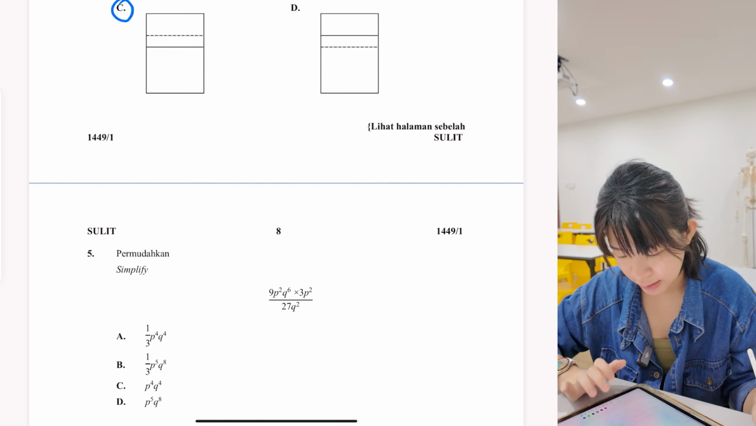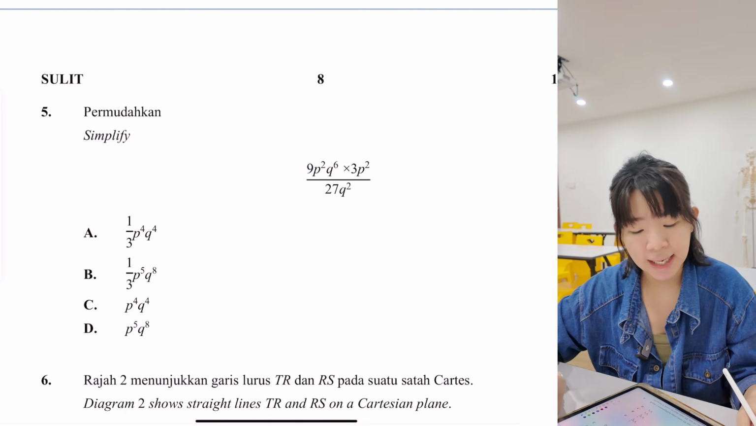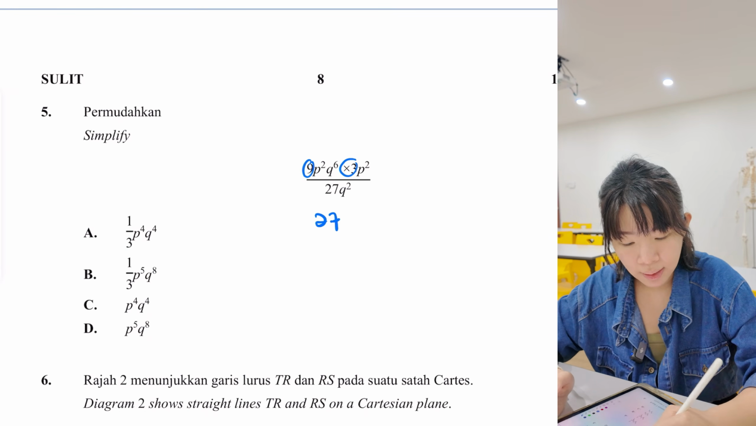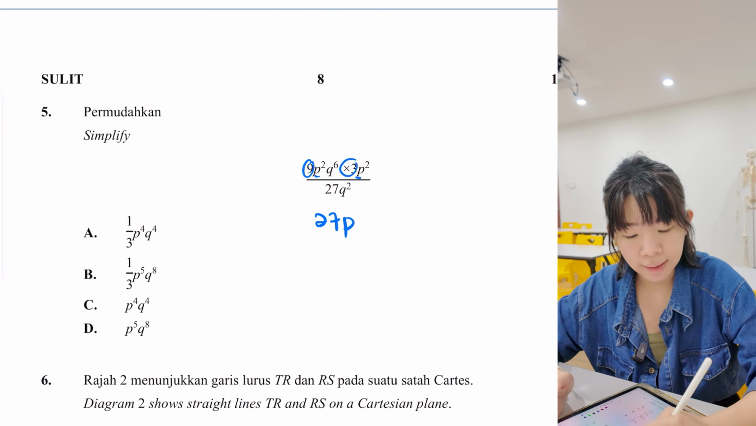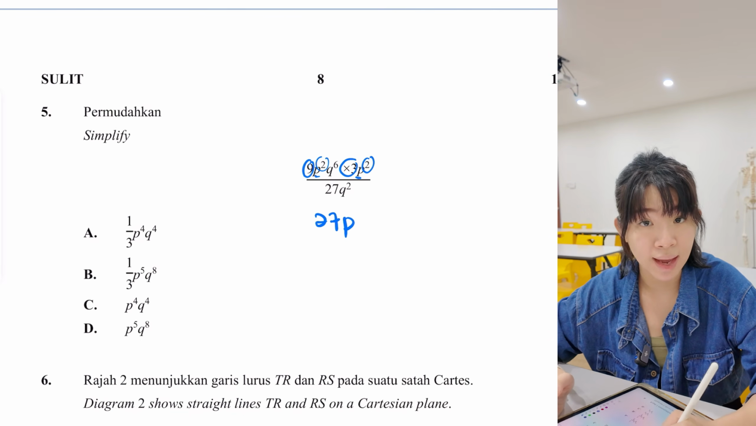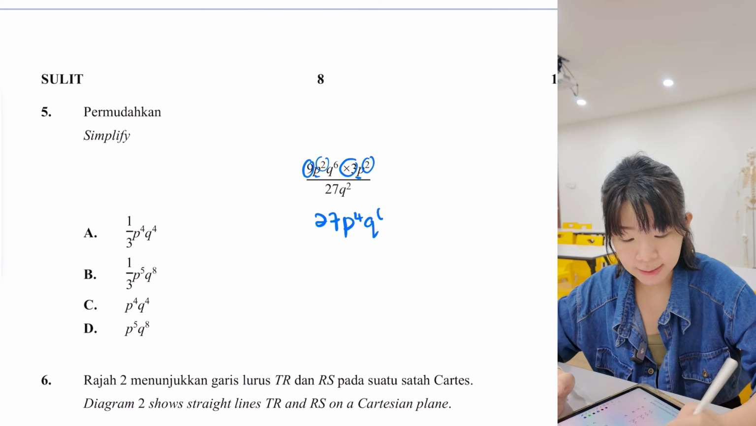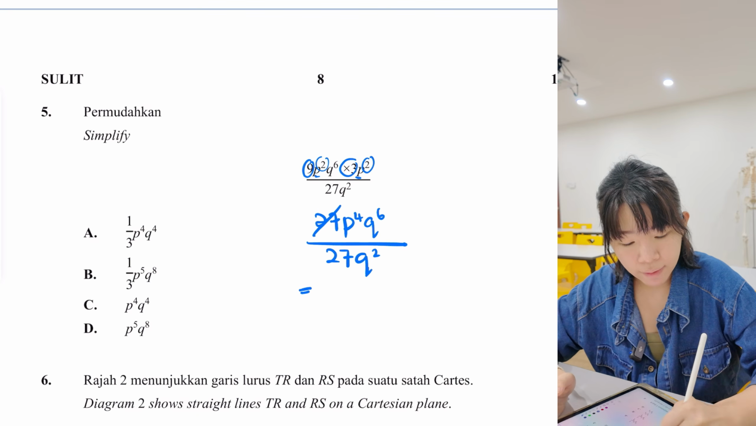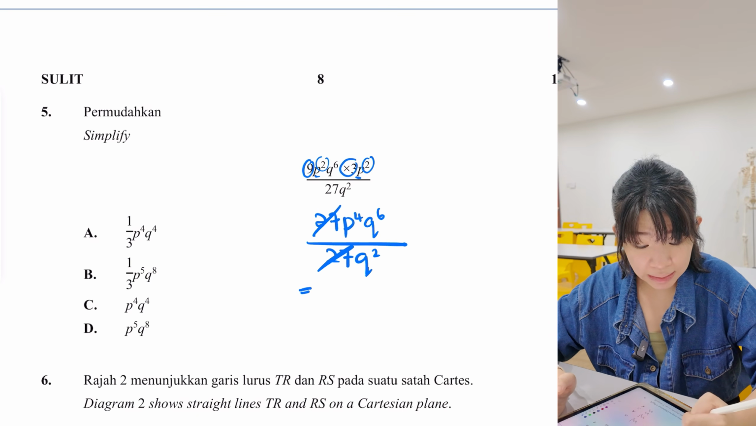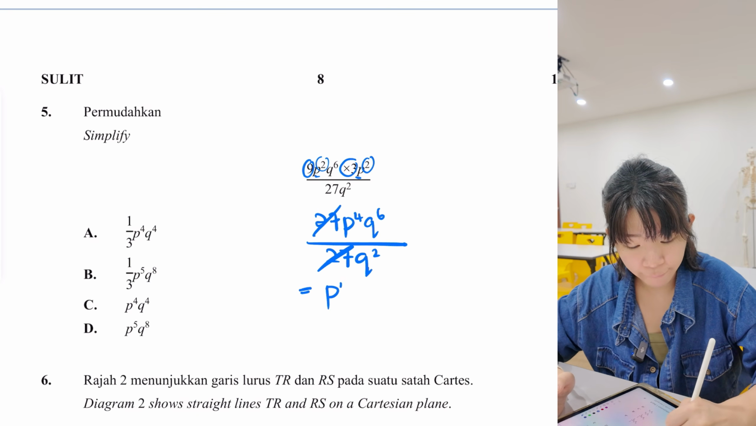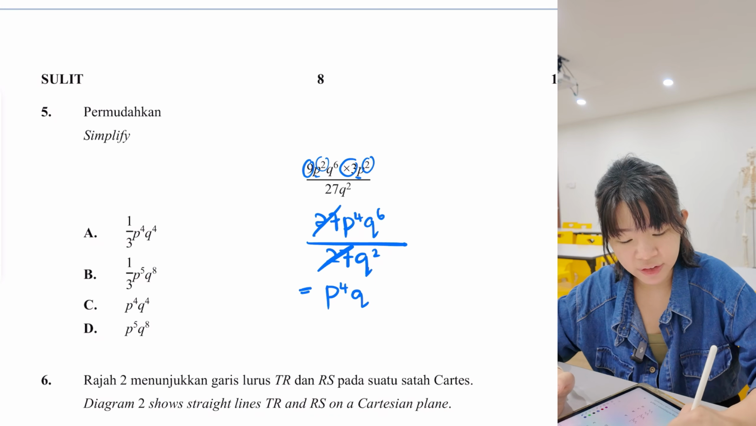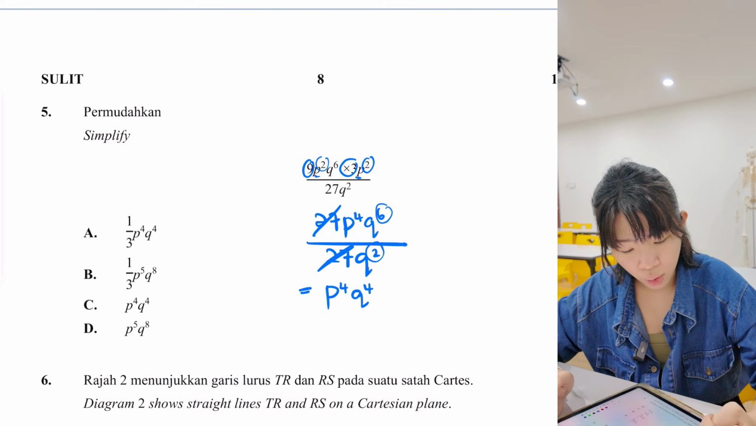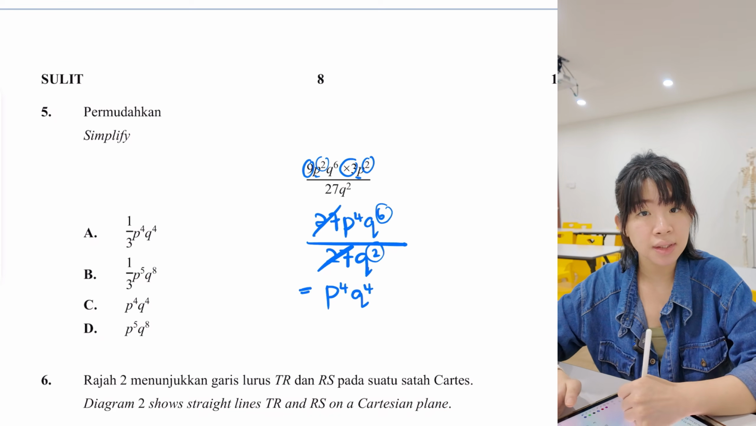Okay, now let's look at question number 5. This one is index algebraic. So 9 times 3 is 27. P, so we write P one time. When you see times the power, we add together, which is 4. And then Q power 6. Over, things at the bottom, copy one more time. Now 27 can be simplified. Then now we're left with what? P to the power of 4. Q, so we write Q. If it's divide, power minus: 6 minus 2, which is 4. Alright, so this is the answer, C.